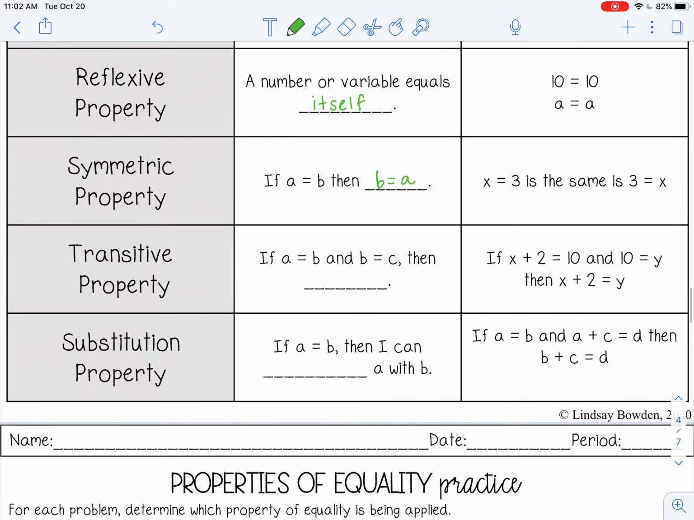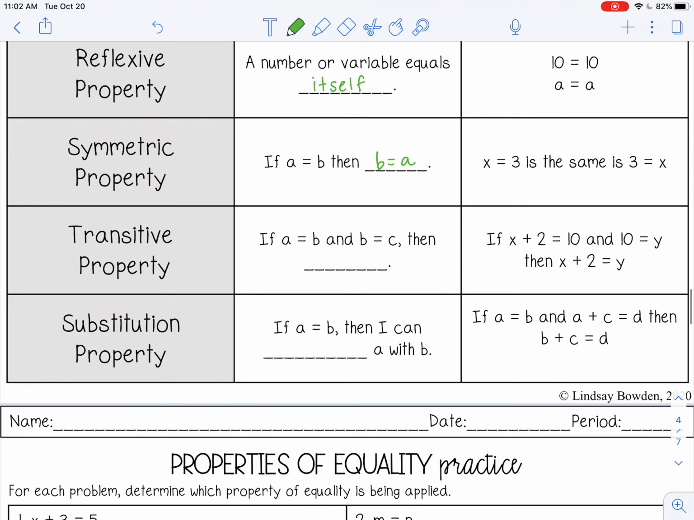The transitive property, if A equals B and B equals C, then A equals C. So an example of that, if x plus 2 equals 10 and 10 equals y, then x plus 2 equals y. So I can basically change the 10 to a y because of the transitive property.